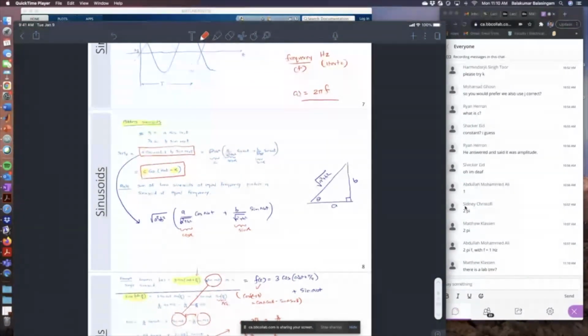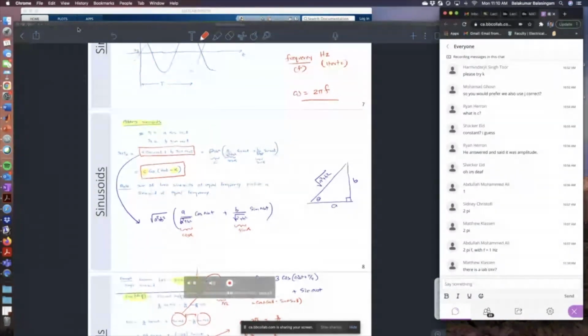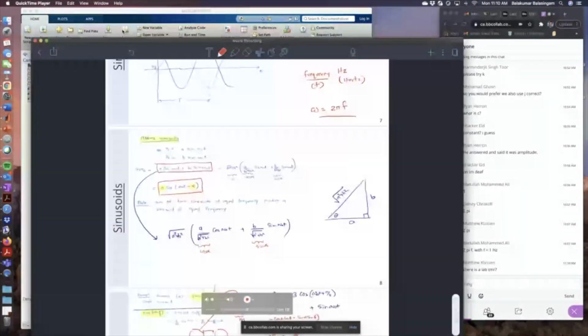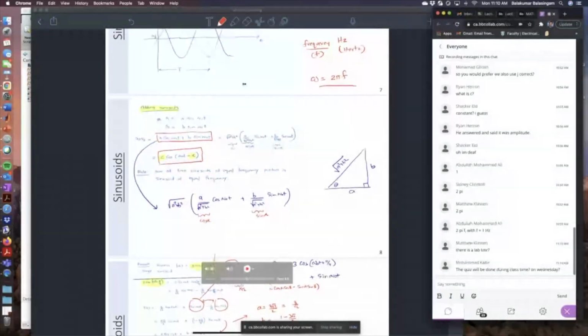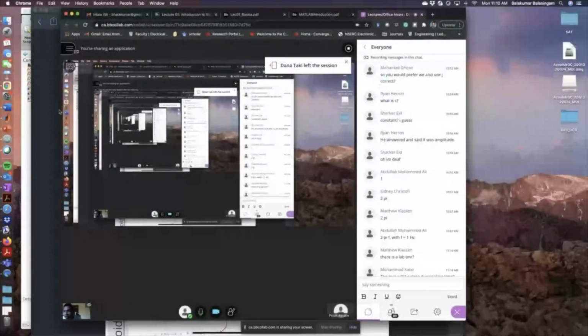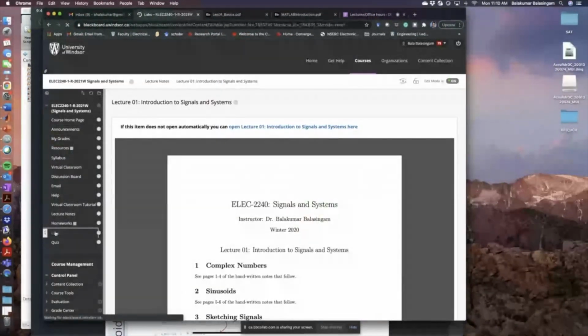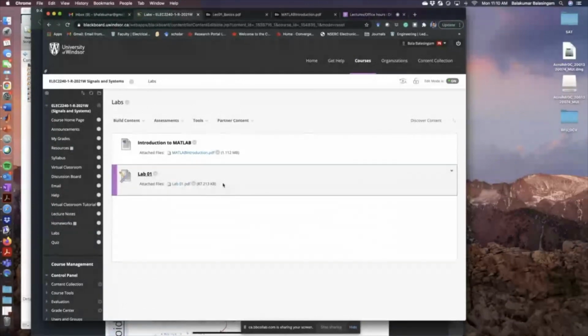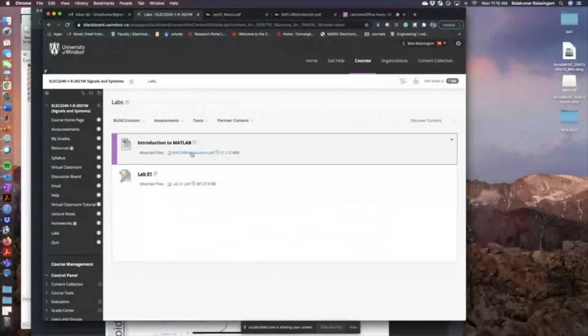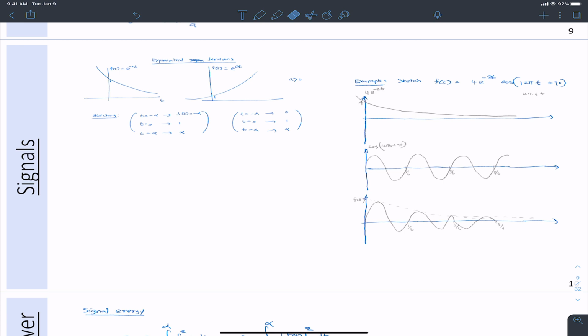Yes, there is a lab tomorrow. The lab is already there, and I can show you. Why don't I talk about the lab real quick? Let's go to Blackboard. And there's your Blackboard. If you go to labs, okay, so you are seeing my screen. If you go to lab, that is your lab.